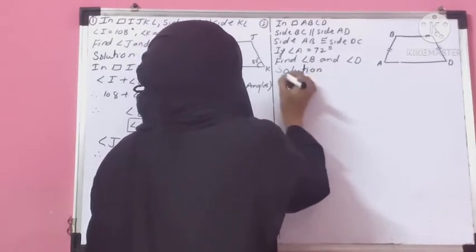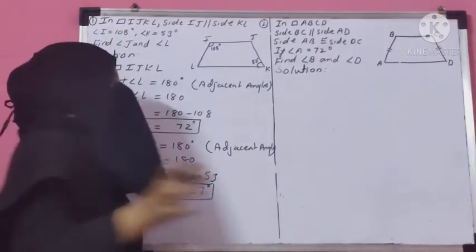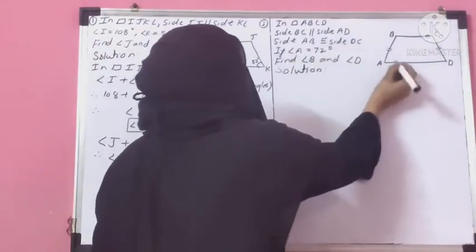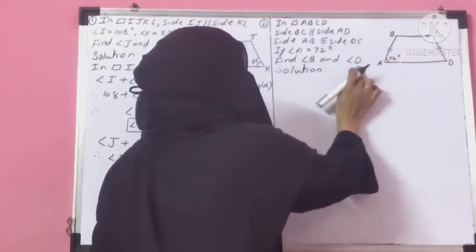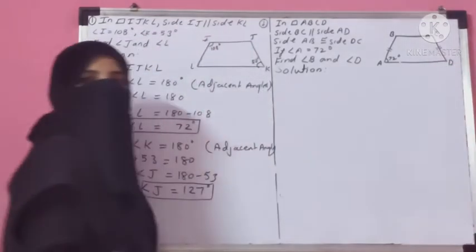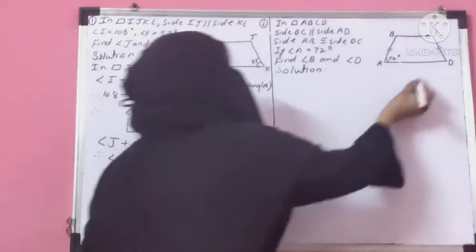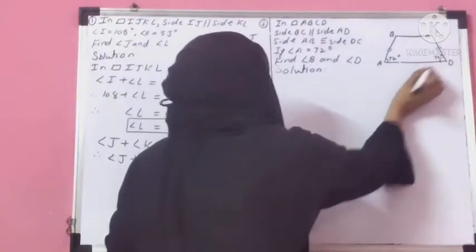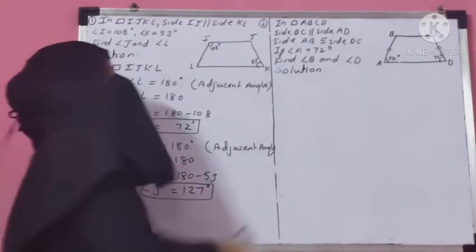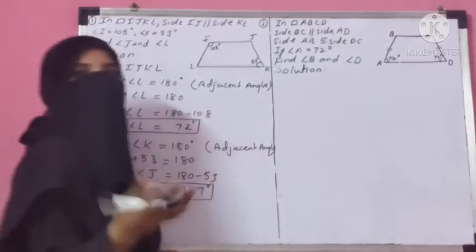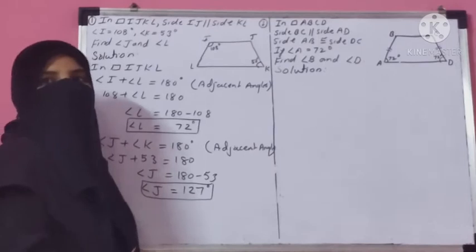In this question, one pair of opposite sides is parallel and one pair of opposite sides is congruent. That means this is an isosceles trapezium. Here angle A is given to you as 72 degrees and you have to find angle B and angle D. Angle D is the base angle. As I told you, base angles of an isosceles trapezium are congruent, so angle D is also 72 degrees. Now remaining is angle B. Angle A and angle B are adjacent angles, so adjacent angles of a quadrilateral are supplementary. So you can find the value of angle B by using the concept of adjacent angles being supplementary.